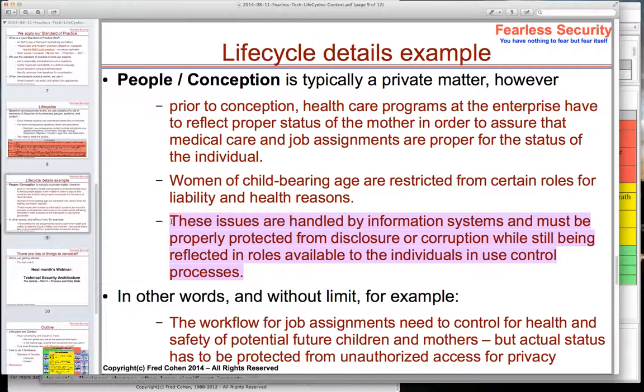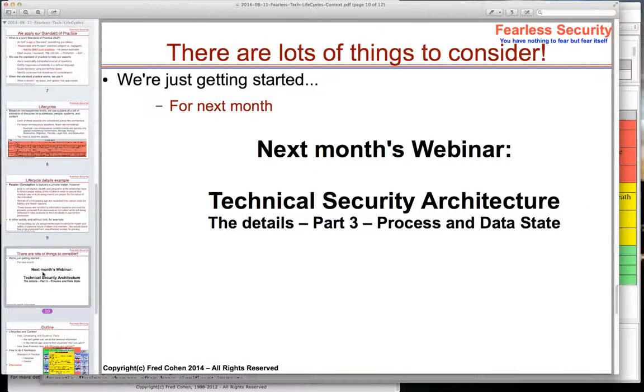The only person, if anybody, whose business it is, is the person making the decision where these things are factors, and hopefully the computers and the workflow system take care of the details so people don't have to know. Of course, if you want them to know, you're welcome to tell them. In other words, and without limit, the workflow for job assignments has to control for health and safety. But the actual status has to be protected. So there's this set of different factors that you have to cope with. So that's the end of that portion of today's presentation.